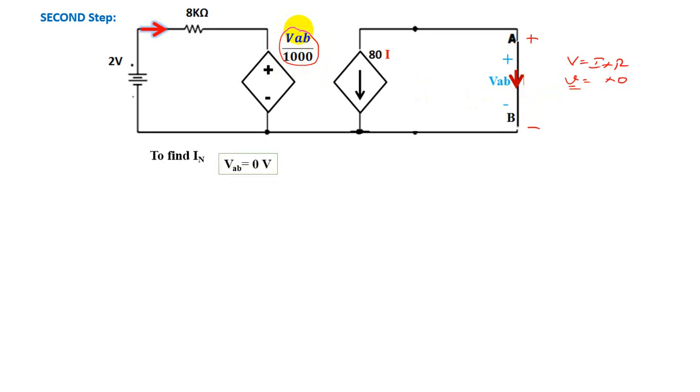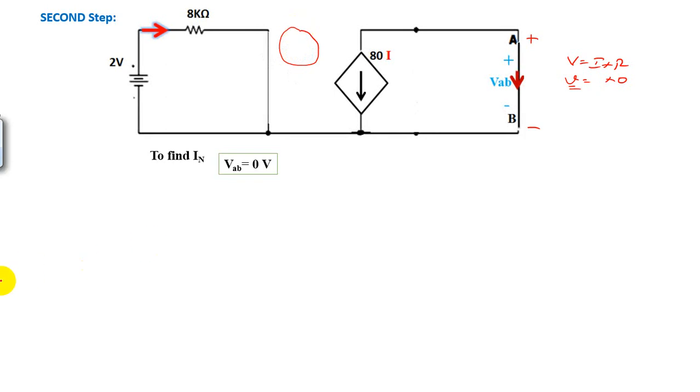And how do we neglect a voltage source? Or when voltage source is 0, how does it behave? When current is 0, what is the circuit, open or closed? When current is 0, that means it is open. And when voltage is 0, that means it is short circuited. So VAB, that is 0 by 1000, becomes a short circuited circuit. So this is the reduced circuit to find IN.